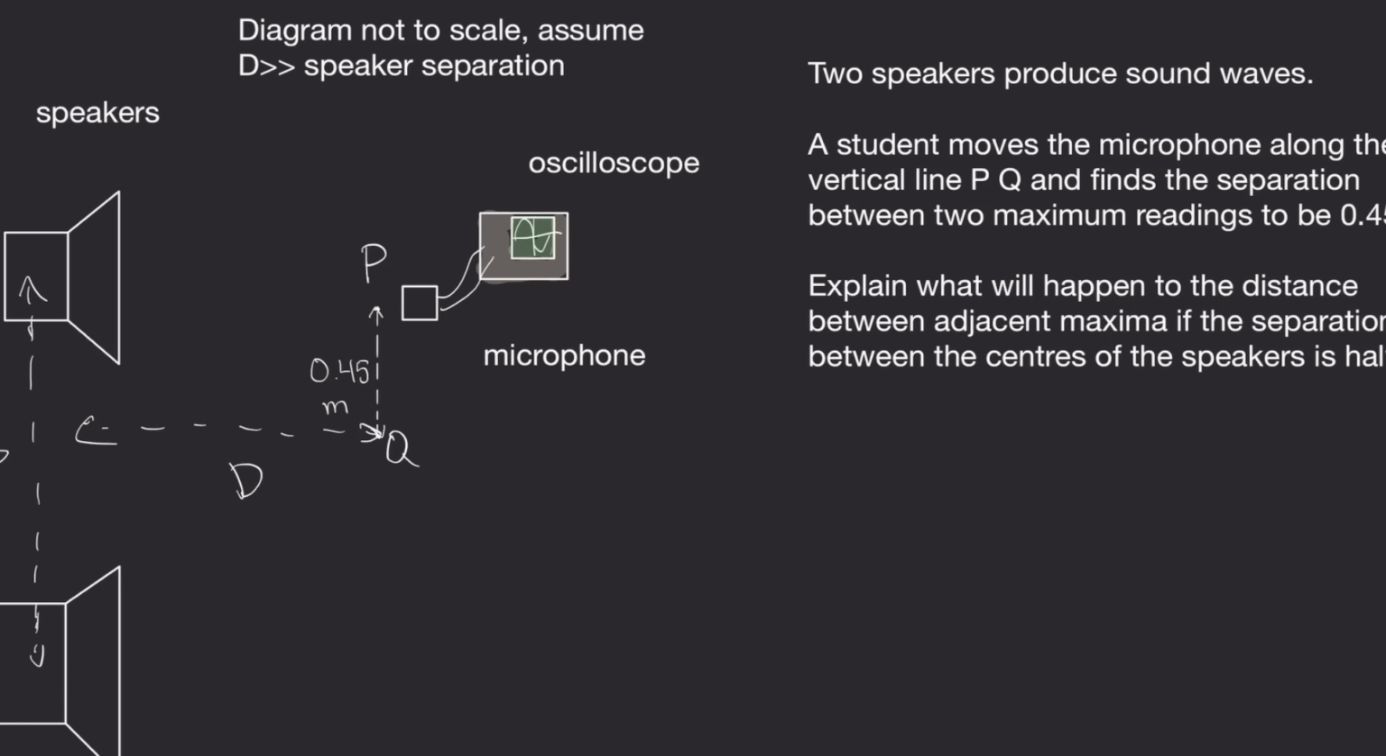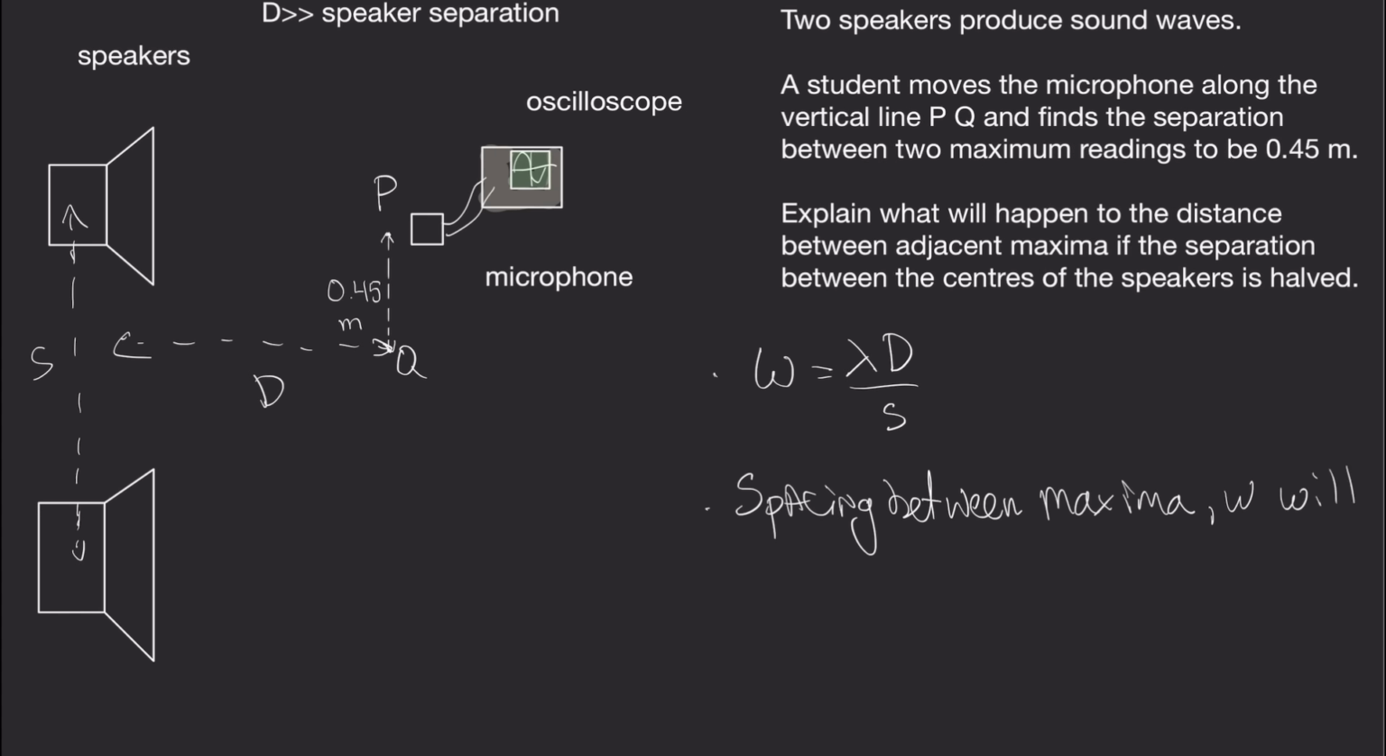is halved. Okay, so we can definitely use our fringe spacing equation. Our fringes in this case are going to be the maxima. So we know that W will be equal to lambda D divided by S. So assuming that the wavelength is constant, we can say that the spacing between the fringes, in other words, the spacing between the maxima, will double, because if we were to halve this, we are decreasing it by a factor of 2, and if lambda and D are constant, W will increase.